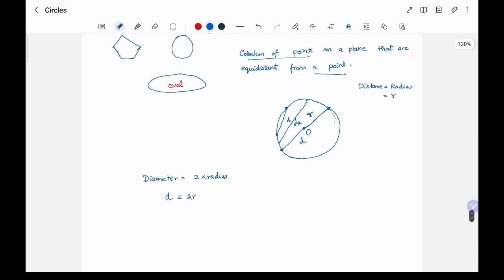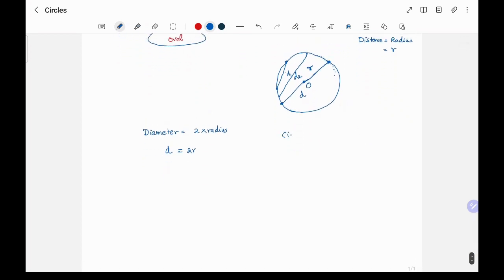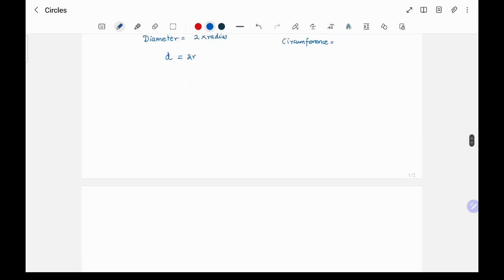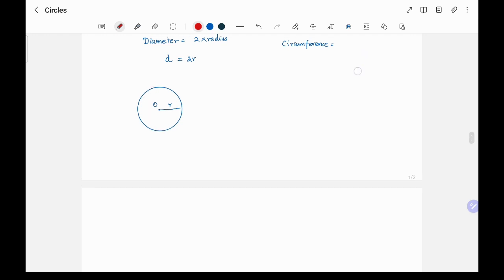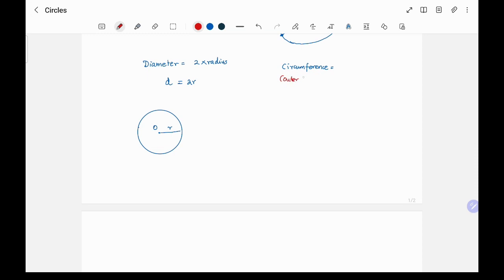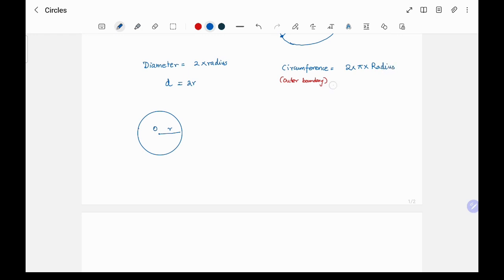Like for polygons we have perimeter, for circle we define the circumference. So circumference is nothing but, draw a circle, this length, the outer boundary. It's nothing but the length of the outer boundary. So the circumference formula is 2 into pi into radius. So it's 2 pi r, and 2 and r you can combine and write it as pi into diameter.